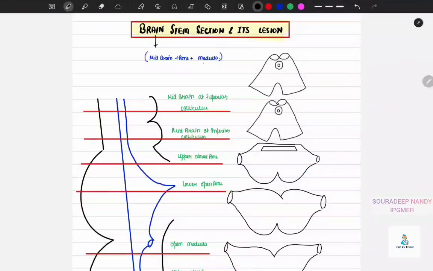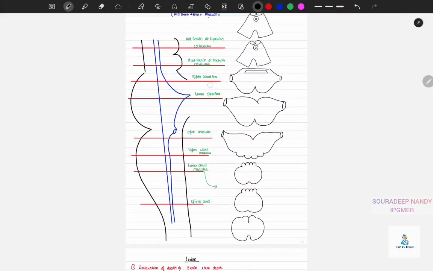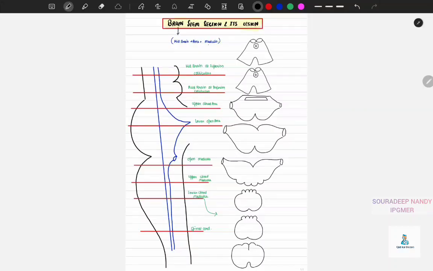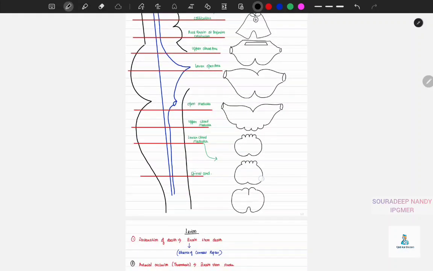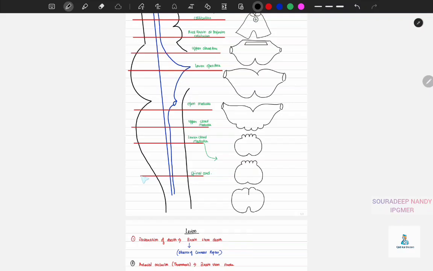Now let us discuss the brainstem section and its lesion. So brainstem includes midbrain, pons and medulla. Here we have a picture of the brainstem. Our topic is brainstem section, that is, how the brainstem looks at different sections and its lesion. We will be taking sections from spinal cord up to the midbrain. The first one is the spinal cord.